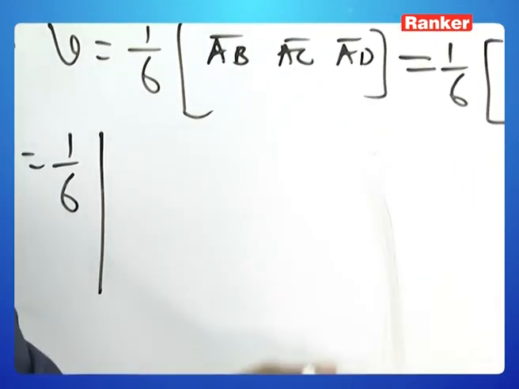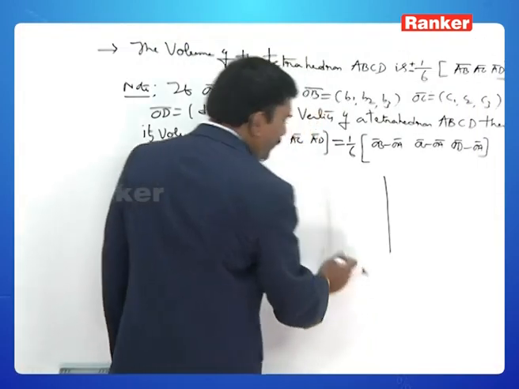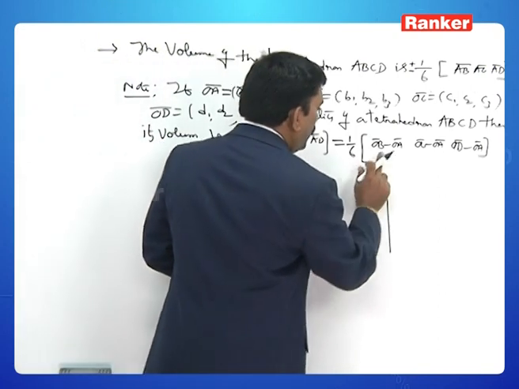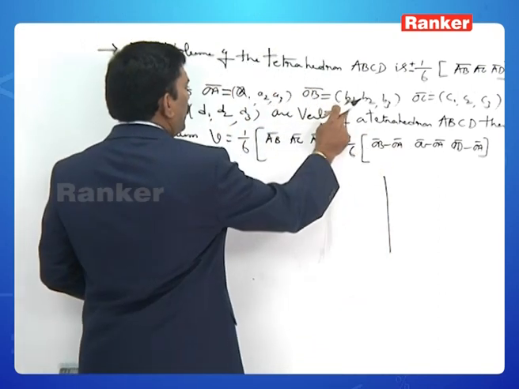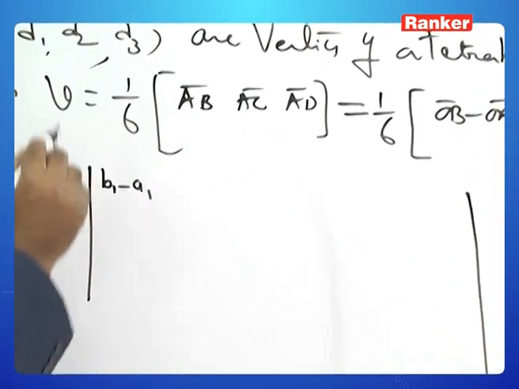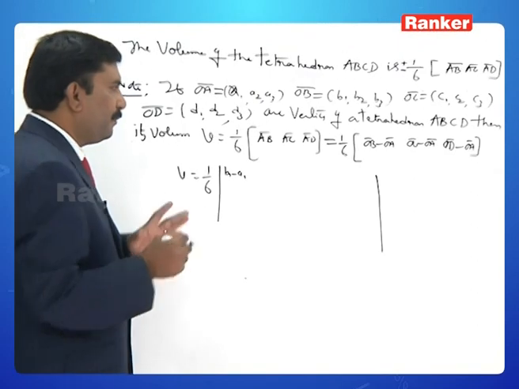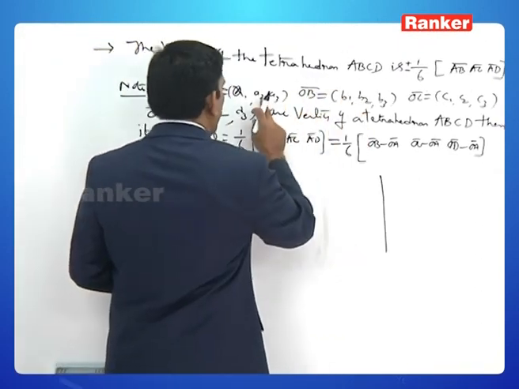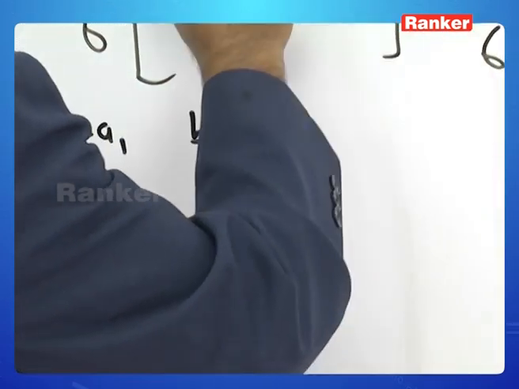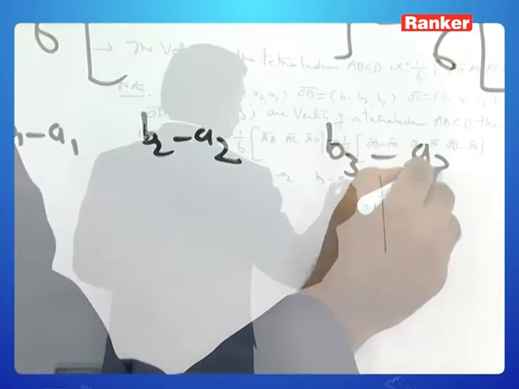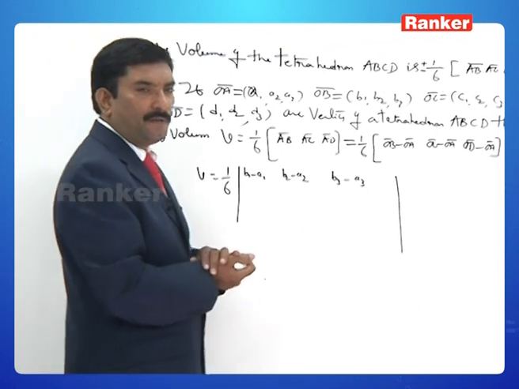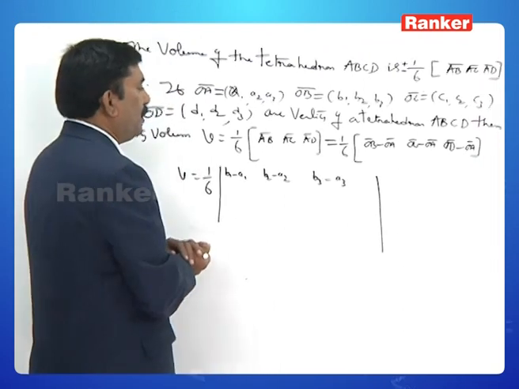Why det, sir? Det is nothing but scalar triple product, box product. So therefore, now I can write OB minus OA, that is B1I minus A1I, is nothing but B1 minus A1 into I plus B2 minus A2 into J, next plus B3 minus A3 into K. These are the coefficients of I, J, K.